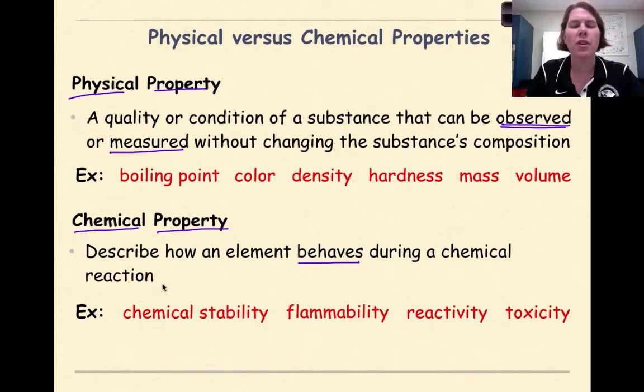So for a chemical property, how it's behaving during a chemical reaction might be like, can something burn? Or is it going to bubble or fizz? Or how reactive is it going to be? Is it going to be slightly reactive or very reactive? And how are we going to see those reactive tendencies occur? What are we going to observe? So these are just some general characteristics of physical versus chemical properties.